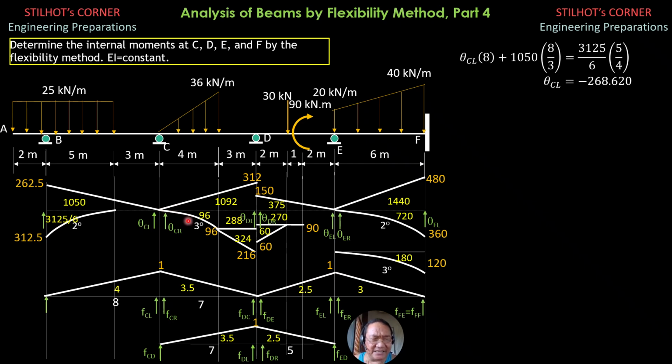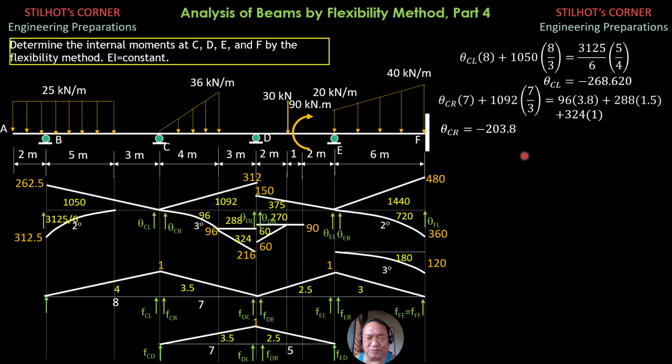Likewise, considering CD, summation moment about D equals 0, so theta C right times 7 plus 1092 times 7 thirds equals 96 times 3.8, because this is supposedly 4 over 5, third degree, so 4 over 5.8 plus 3. That's why the moment arm is 3.8 for this area. Then 288 times 1.5, it is rectangular. Then plus 324 times 1/3 of 3, so 1. So computing for theta C right, it is equal to negative 203.886 over EI supposedly.